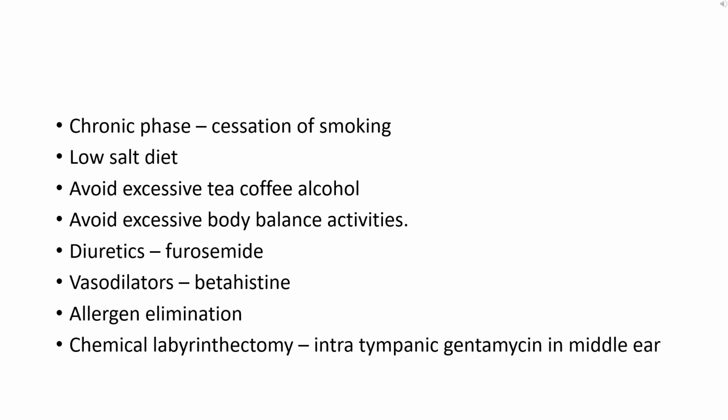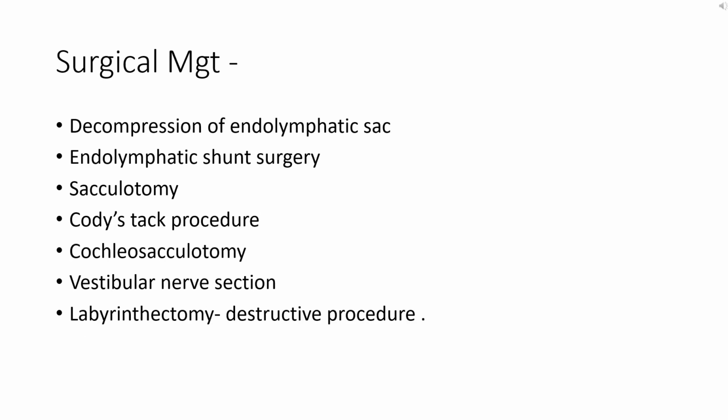Now coming to the surgical management of this disease. There are a few important surgical modalities in the treatment of this condition. Most important is decompression of the endolymphatic sac. The other surgical methods are endolymphatic shunt surgery. We can also do sacculotomy or the Cody tack procedure. Cochleosacculotomy we can also perform, and vestibular nerve section. So these are a few conservative surgeries we can do in a patient of Meniere's disease.